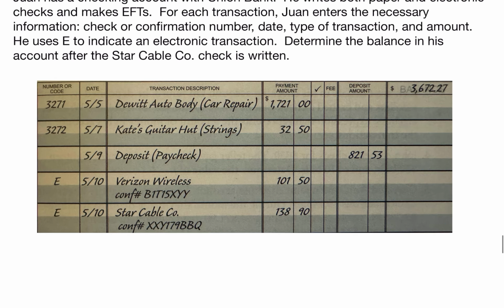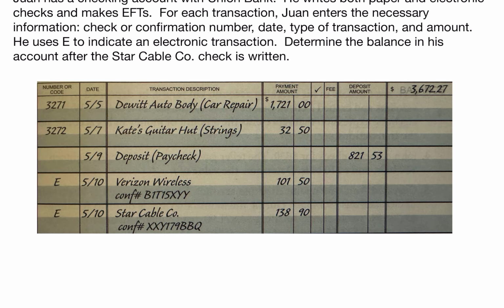Okay, so in your check register, this is a booklet that you will also receive along with checks that you're going to get when you open up an account. And this check register is something that you could use to keep track of all of the checks and transactions that take place in your account. Back in the days, this is the way people kept track of transactions.